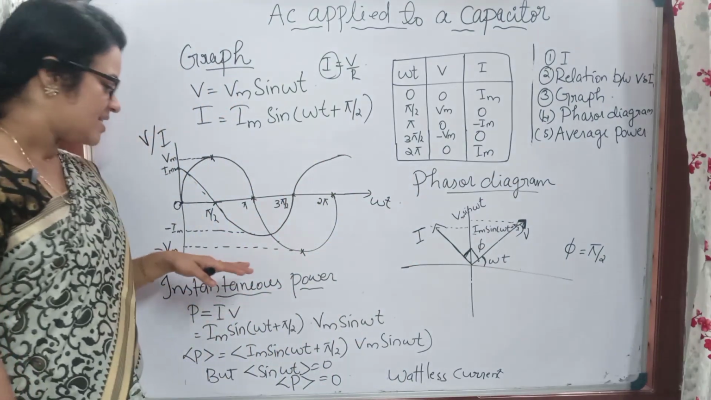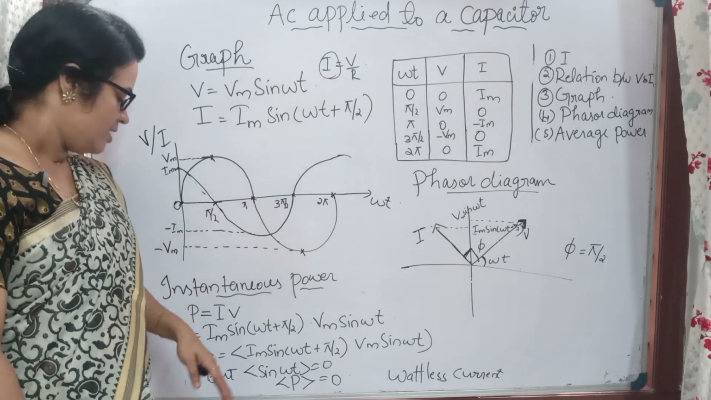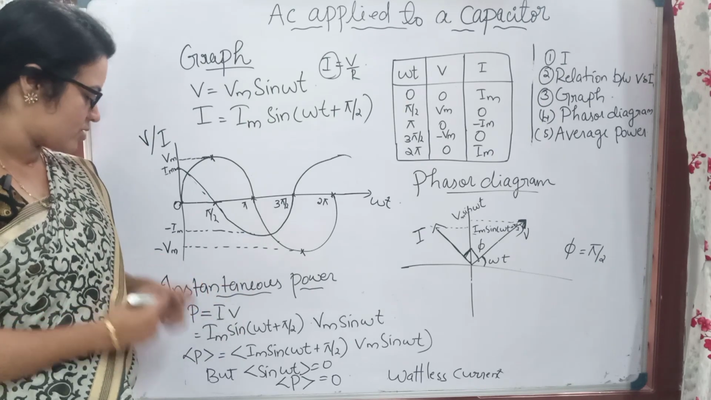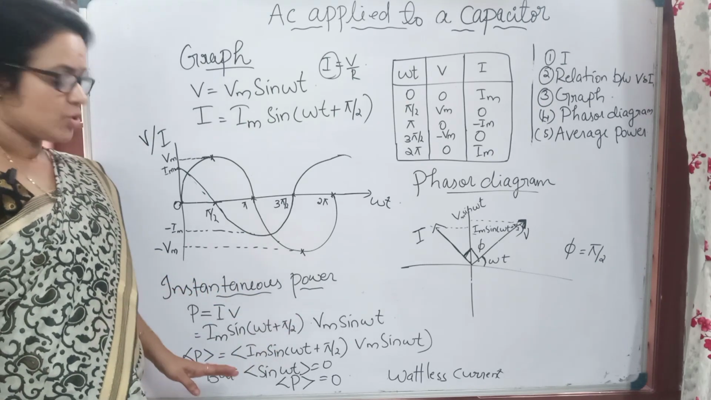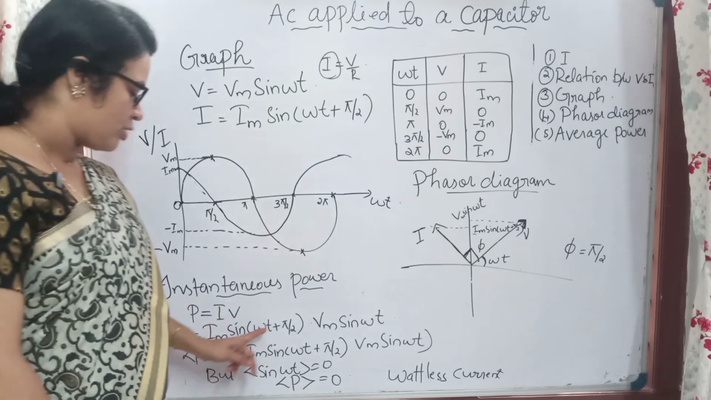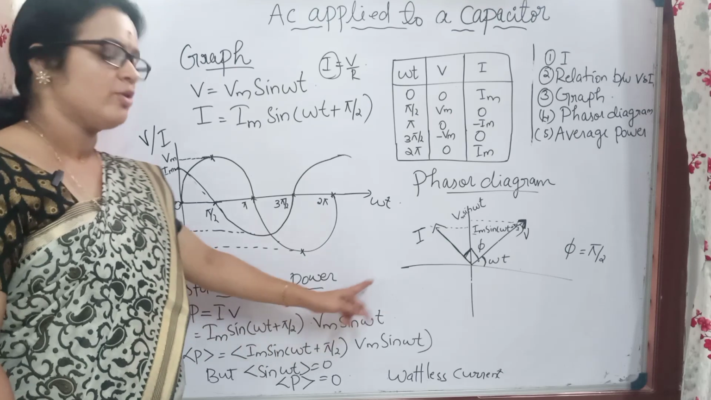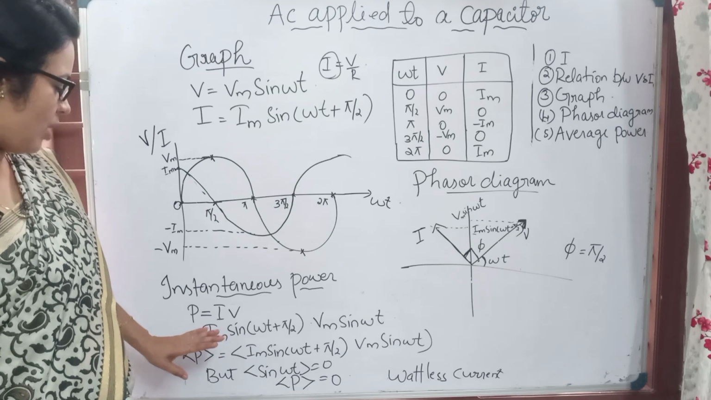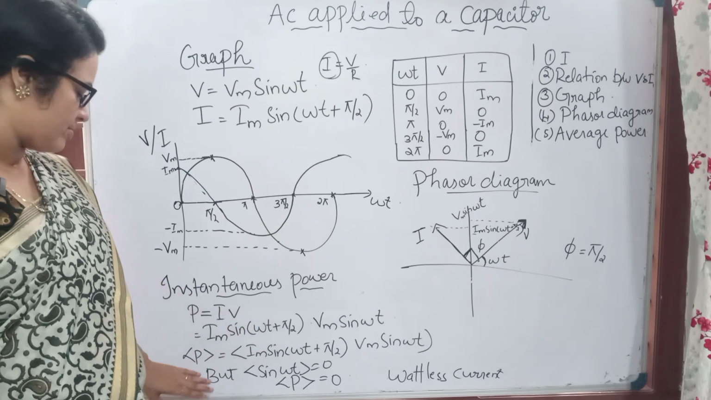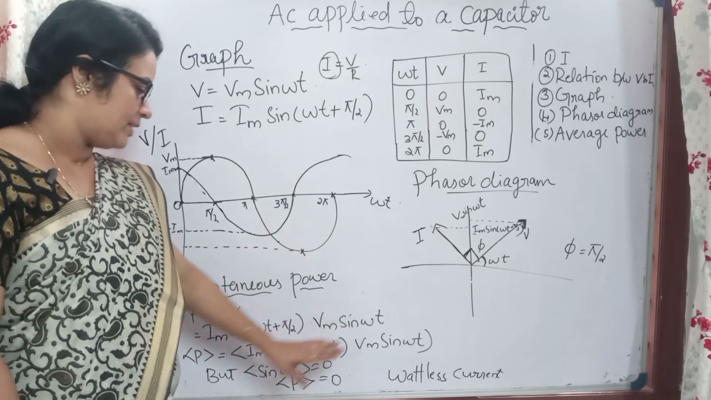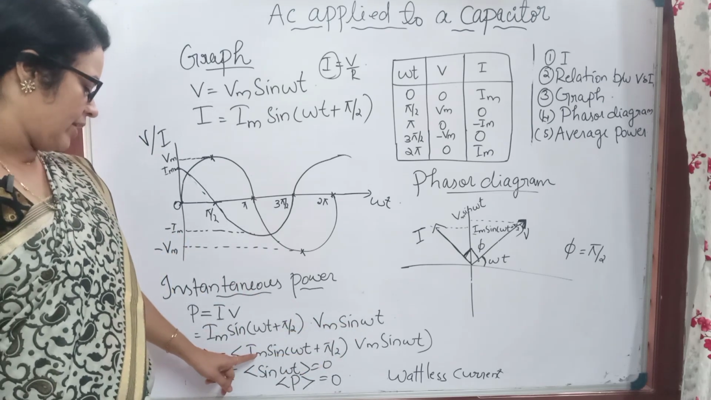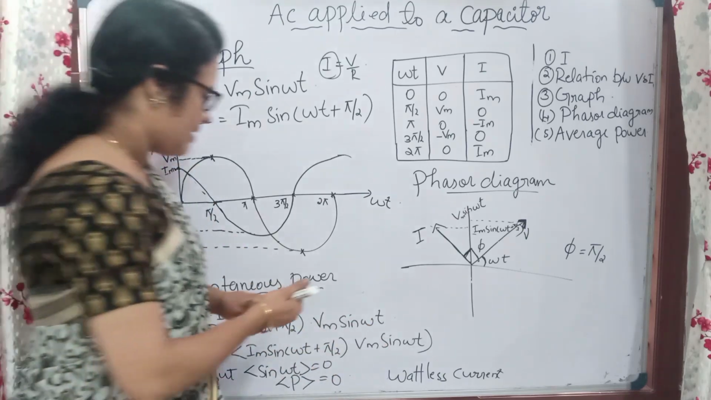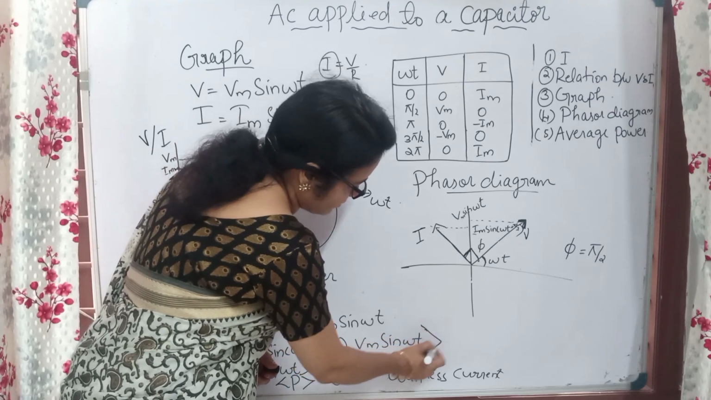Now we have to find the instantaneous power. This is the last case, of a capacitor. So how can we find the instantaneous power? P is equal to I into V. We have to substitute the equations of I and V. So we get P equal to Im sin(omega t plus pi by 2) into Vm sin omega t. The average value of power is what we have to find. So for the average value of power we have to take the average of this whole expression: the average of Im sin(omega t plus pi by 2) into Vm sin omega t.